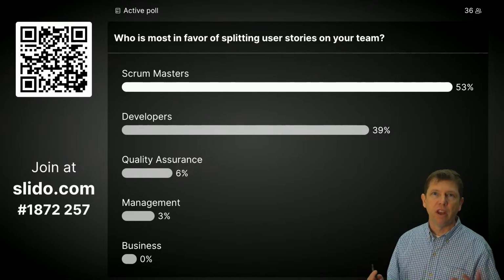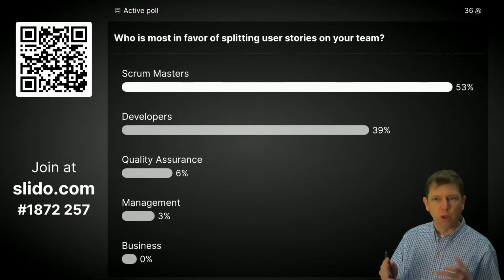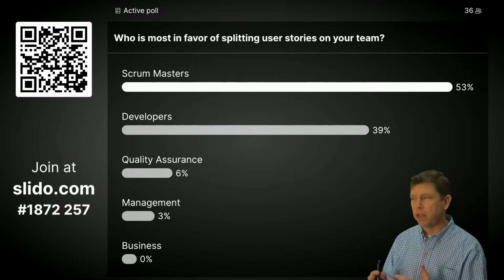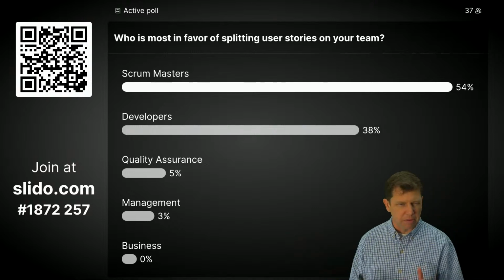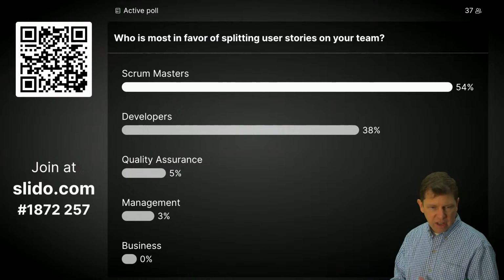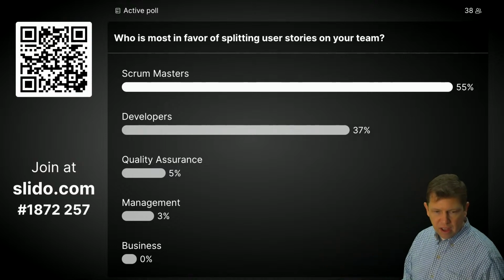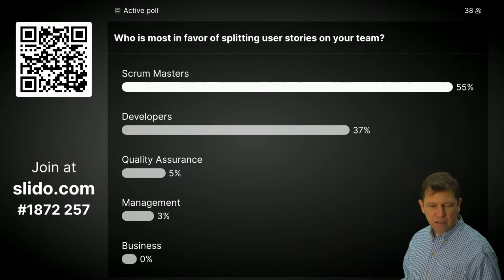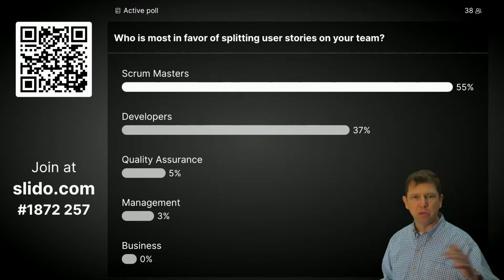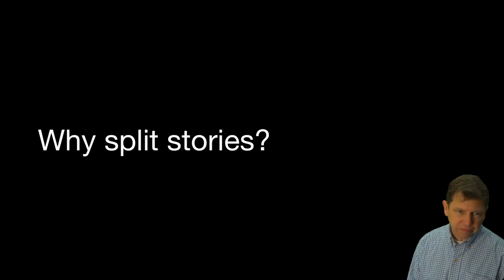Some of it's just because they haven't done it before, but their idea is if we do smaller units, we'll have to do rework in order to get to where we know we need to be later. So sometimes that creates some resistance. Looks like most of the scrum masters are in favor of it. Quality assurance, not so much. Management, 3. And some of these management may not care as long as we're delivering stuff. And business, 0%, which may not mean that they're opposed. It may just mean that they don't care how the sausage is made.